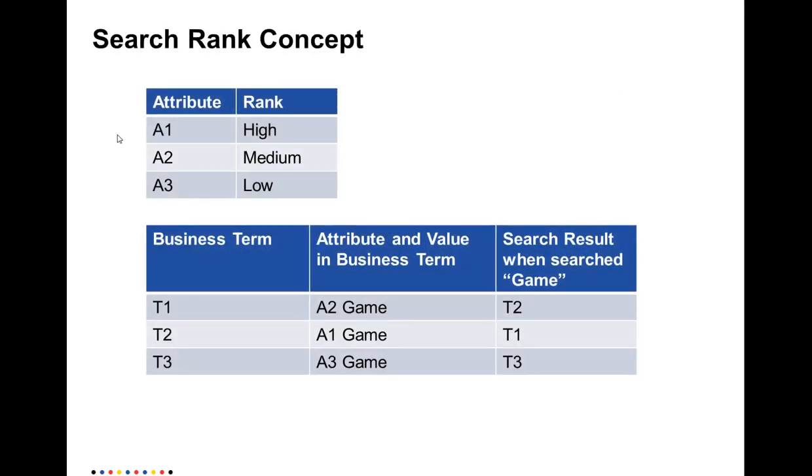Okay, now let's say we have created new attributes or properties: A1 with the ranking as high, A2 with the medium ranking, and A3 with the low ranking. Let's say we are defining three business terms, T1, T2, T3. As shown in this diagram, T1 is using the attribute A2, which has the value game. T2 is using A1 with the value game. T3 is using A3 with the value game. When we search in the analyst for the string game, the results would be displayed in the order of T2, T1, T3 because of the ranks that are defined for the attributes.